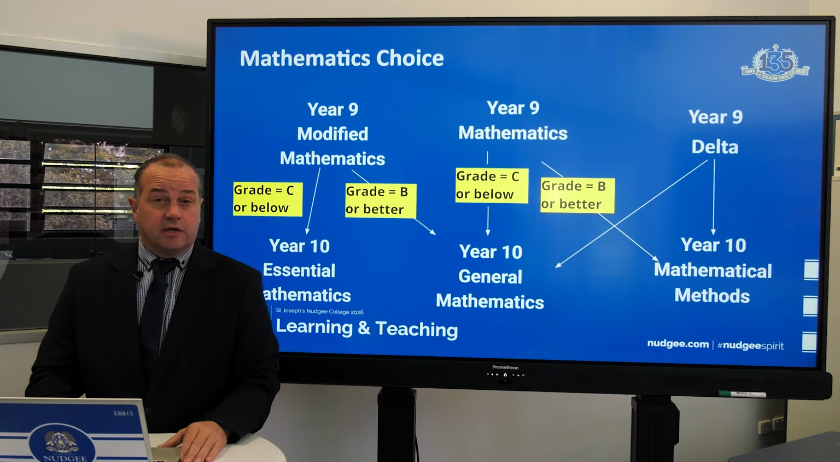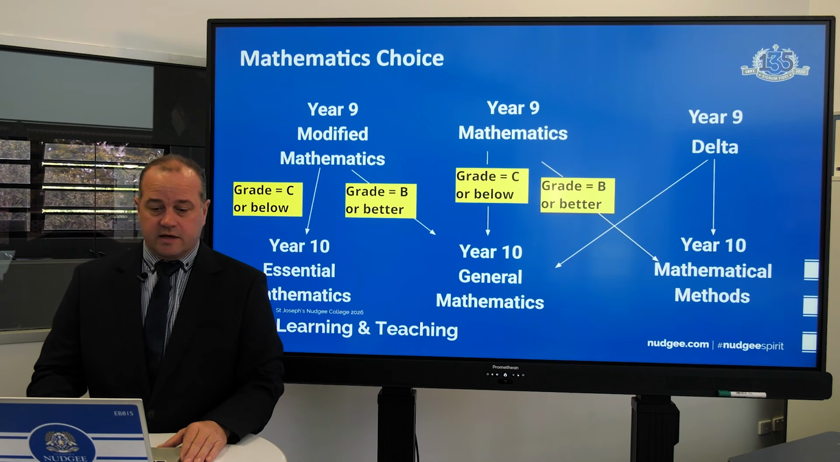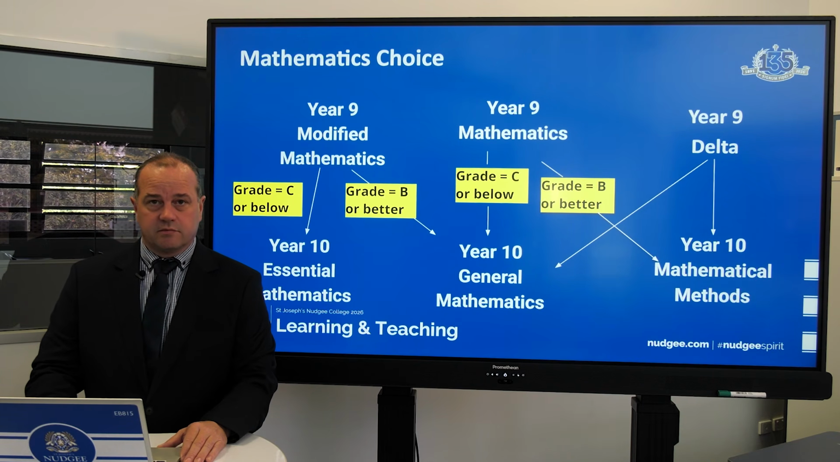If your son is in Year 9 Modified Maths, I would suggest to stay in that essential maths streamline if he is getting a grade C or below. If he's finding that modified maths quite easy and he's actually doing quite well and getting a B or better, maybe giving general maths a go. Now is the time to do this, because it does lead into requirements for grade 11 and 12 and beyond for university potential pathways.